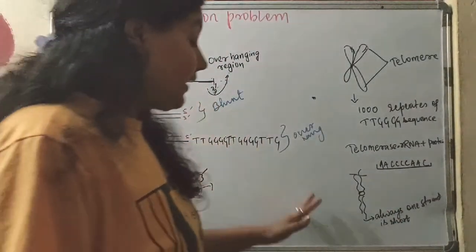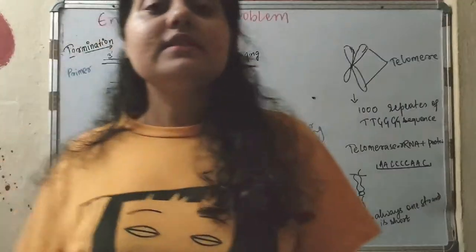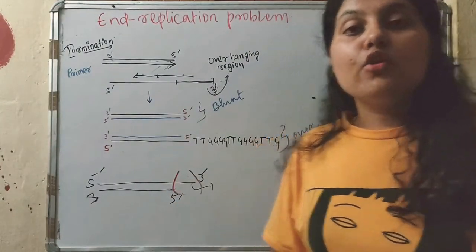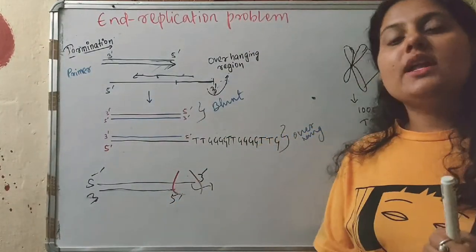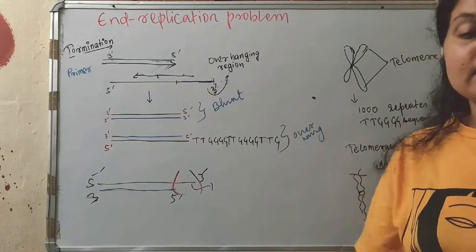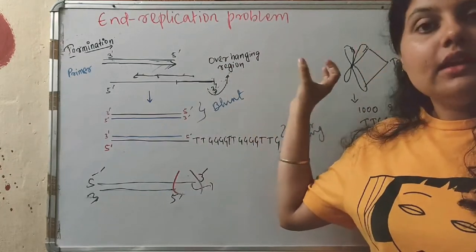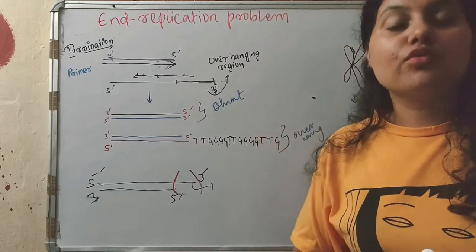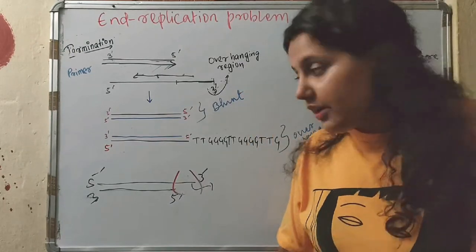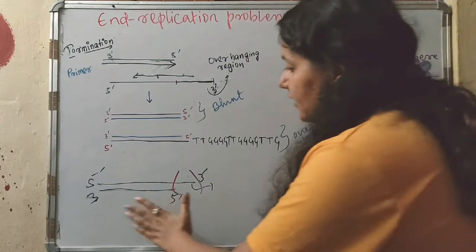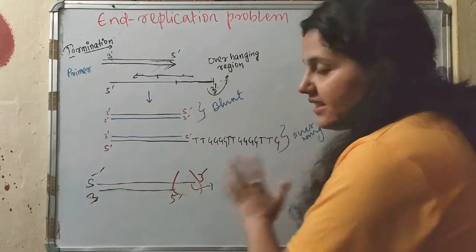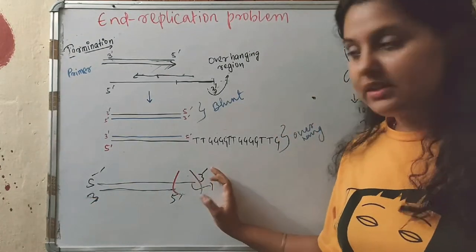That is why. But there is one enzyme known as telomerase, which can avoid the formation of the 3' overhang every time. All right, what happens is like this: this is the leading strand and this is the lagging strand, for example.